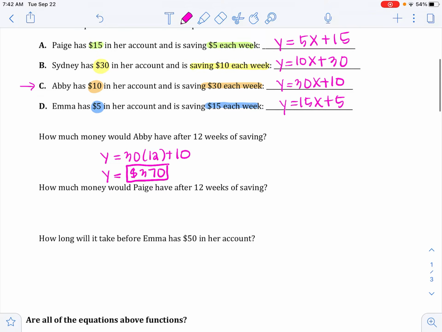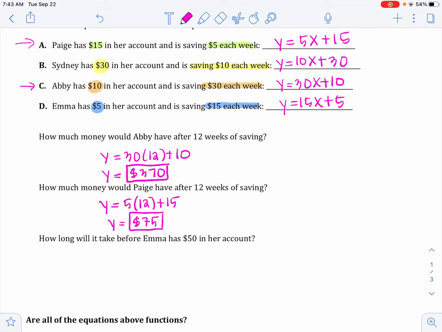How much money would Paige have after 12 weeks? y equals, I'm going to look for Paige. Paige is equation A. 5 times 12 plus 15. That's 60 plus 15, which is $75.